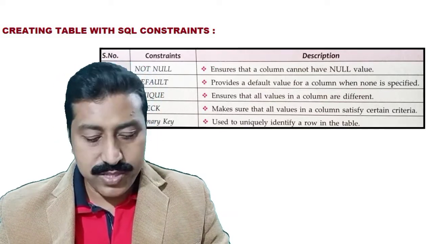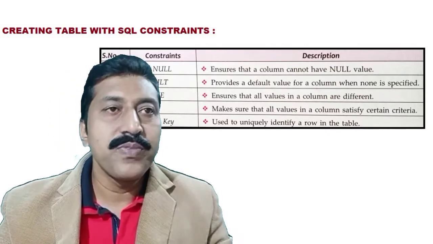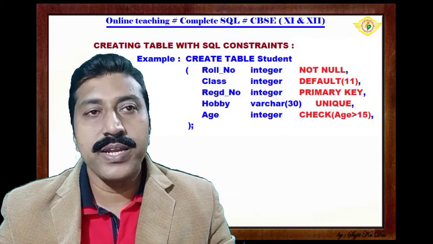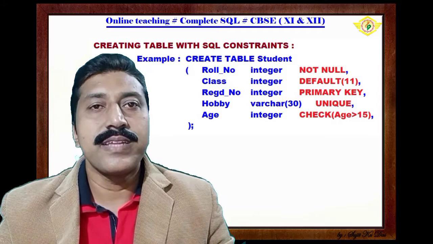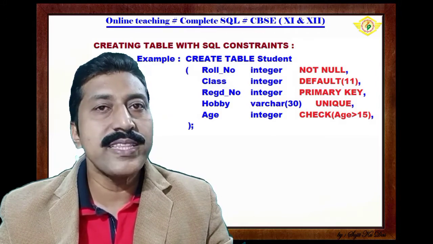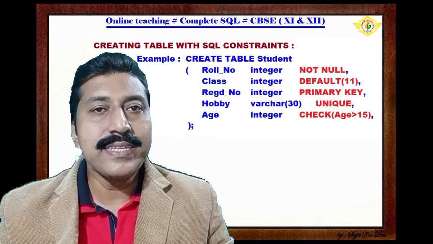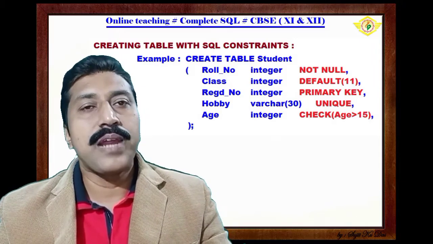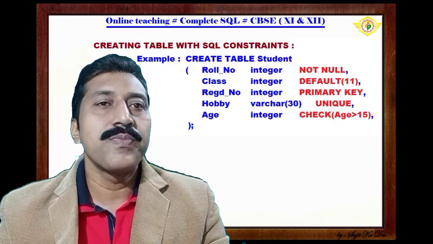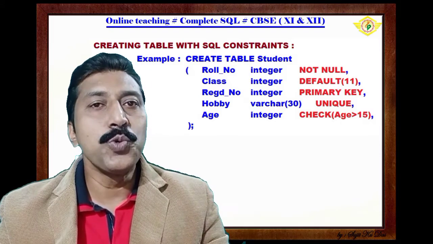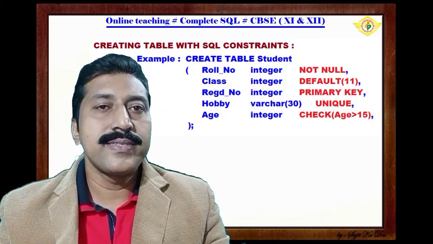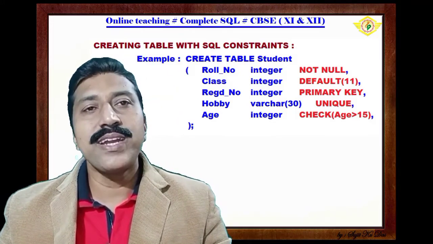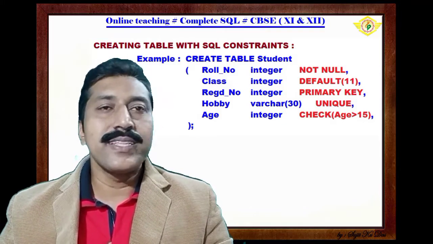So we are not using the foreign key, but other things we are using. Now I am giving you an example. You see, in this way we can write. Suppose I am writing CREATE TABLE student, then roll number, it is integer, then NOT NULL I am writing. So the NOT NULL constraint we can write in this way. Then class integer, the DEFAULT constraint also you can write in this way. Registration number integer, so if you want a PRIMARY KEY, we can give it in this way. Then hobby VARCHAR(30), the UNIQUE constraint you can also use. The CHECK constraint you can use too. So in this way the different constraints we can use while creating the table.